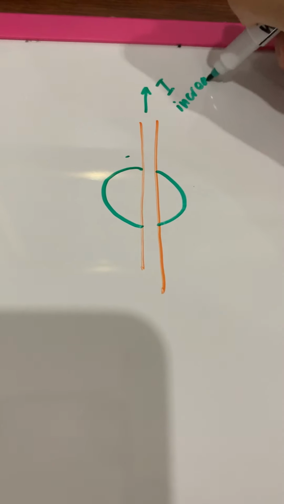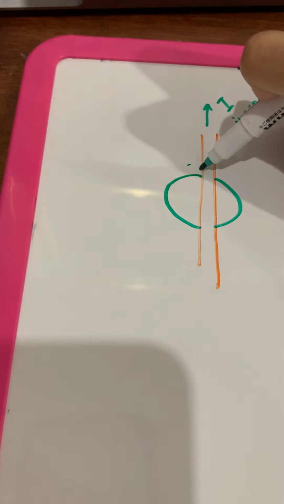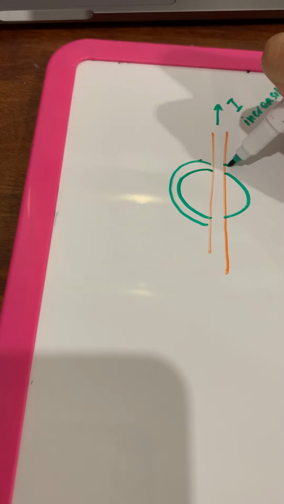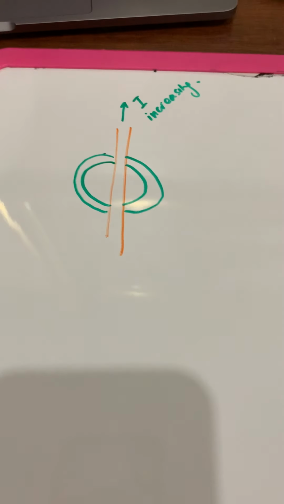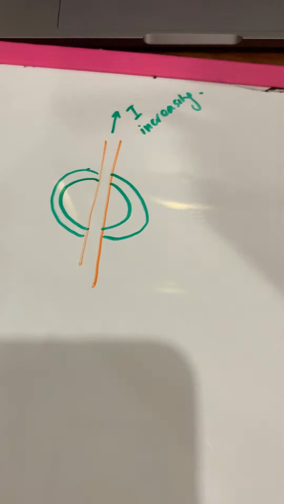I is increasing. Okay, so before we tackle this question, let's try to remember what happens when we have a current carrying conductor. What is the magnetic field? So let's say my wire is carrying current I. This current is not increasing. This guy, the I is increasing. Okay, so I have I that is not increasing.